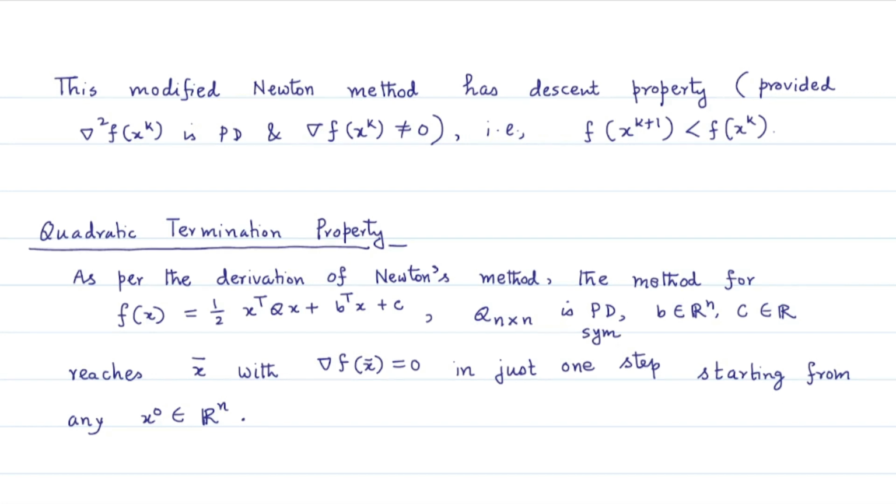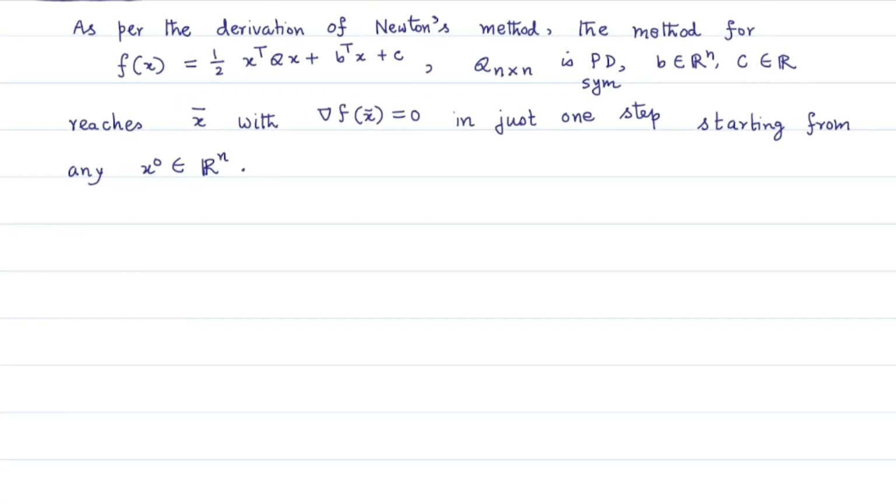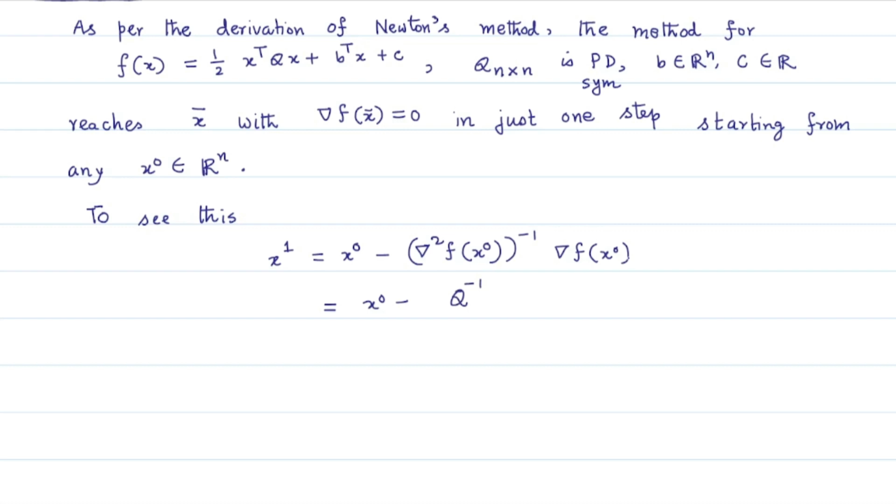Now to see that this Newton method reaches a global minimizer of this function f in just one step, we calculate the next iterative point x1, that is given by x naught minus the Hessian inverse times the gradient. The Hessian matrix of this function f is the matrix Q, so that is x naught minus Q inverse times the gradient of f at x naught, which is Q x naught plus b. So this gives us x naught minus Q inverse b, which is equal to the point x bar, where x bar is a solution to grad f(x bar) equal to 0, that is Q x bar plus b equal to 0. So x bar is given by minus Q inverse b. That is what we have gotten as this point x1.